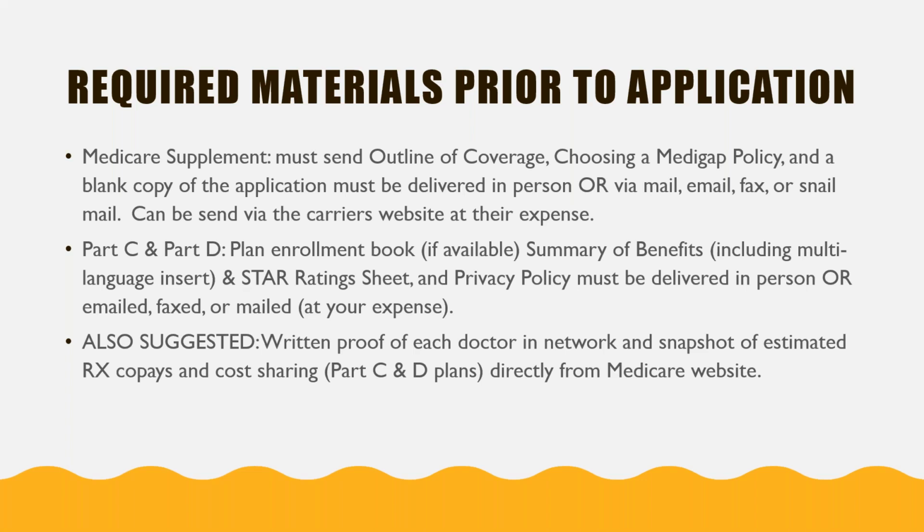Part C and Part D plans is a little bit more delicate. You must include the plan enrollment book, if applicable, from the carrier's website, the summary of benefits, including the multi-language insert, the star rating sheet, the privacy policy. All that must be delivered in person or emailed, faxed, or mailed at your expense prior to the acceptance of the application. So the first one could be done at the time of the application or shortly thereafter. The second one must be done prior to the acceptance of the application.